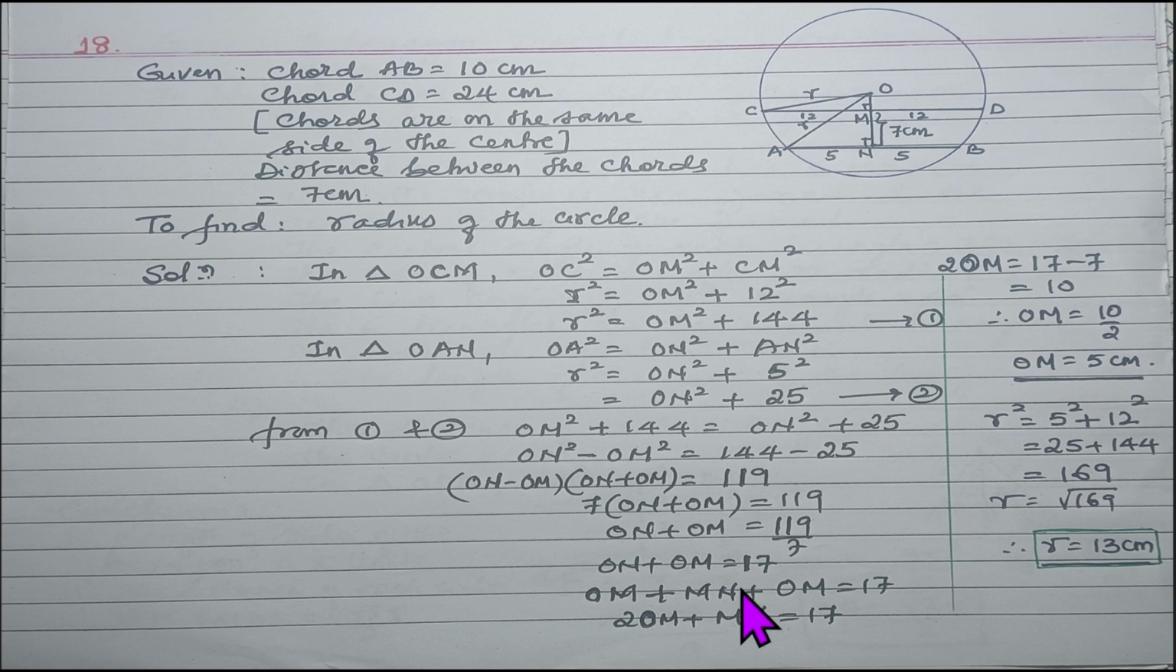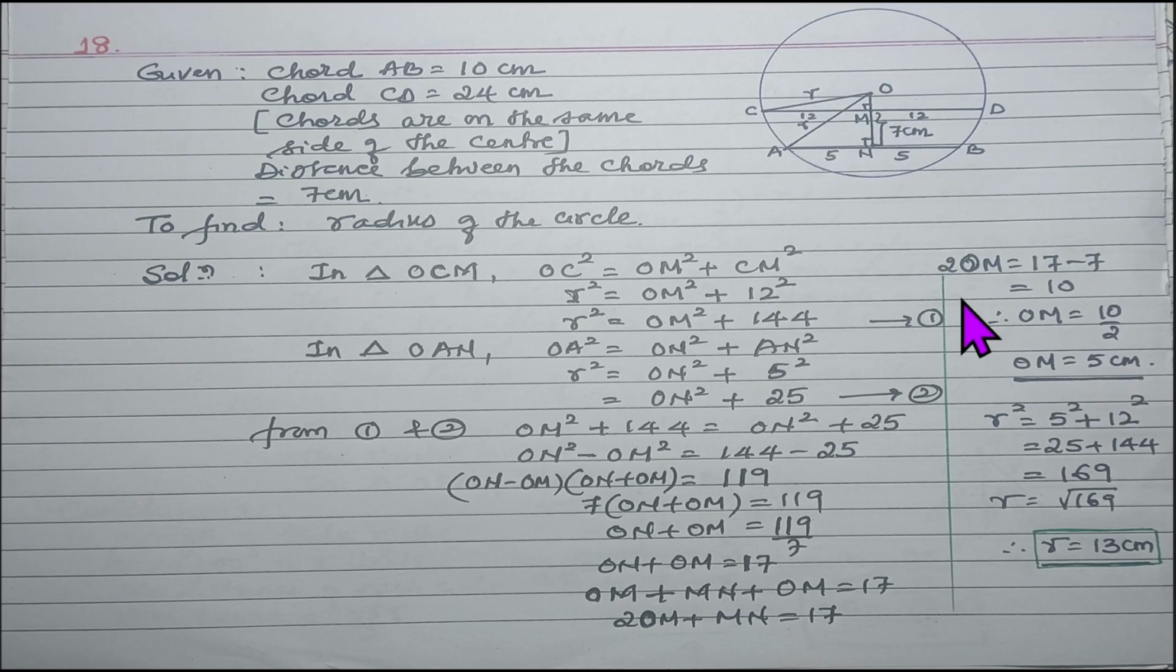So OM plus MN plus OM is equal to 17. OM plus OM is 2 OM, plus MN is equal to 17, and we have MN equal to 7 there. Substituting the value of MN as 7, 2 times OM is equal to 17 minus 7, and that is 10. Therefore OM is 10 by 2, OM is equal to 5 centimeters. So we have got OM as 5.